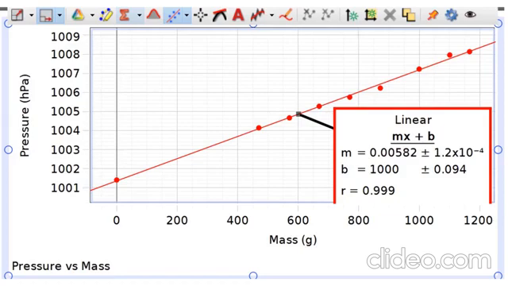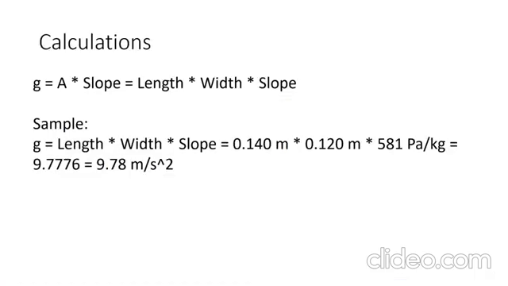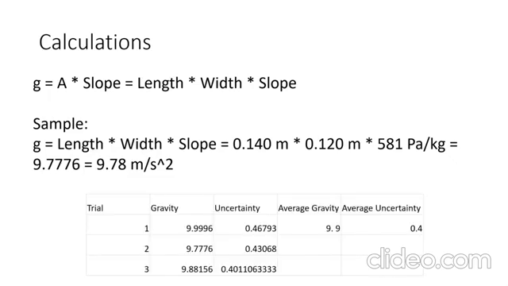Now, gravity is equal to area times slope, or length times width times slope. For example, 0.14 meters times 0.12 meters times 581 pascals per kilogram. And this is equal to 9.78 meters per second squared. And since this is repeated 3 times, we have 3 values for gravity in the table below. And when you average the gravity, you get 9.9 meters per second squared. And when you average the uncertainty, you get 0.4 meters per second squared.